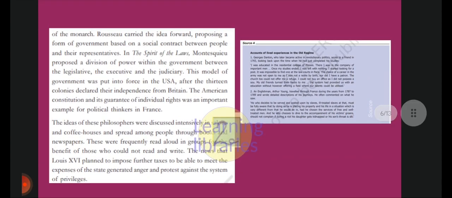So basically, these philosophers gave a lot of ideas. They brought changes, and people were talking about them. Common people needed something new.